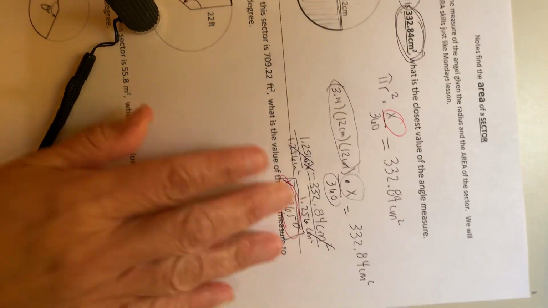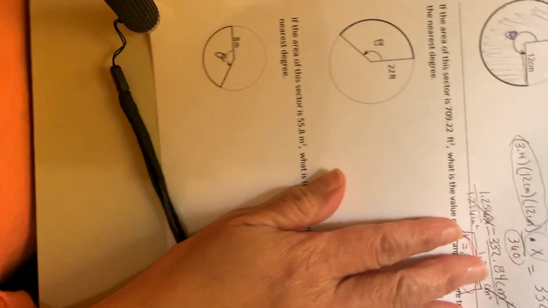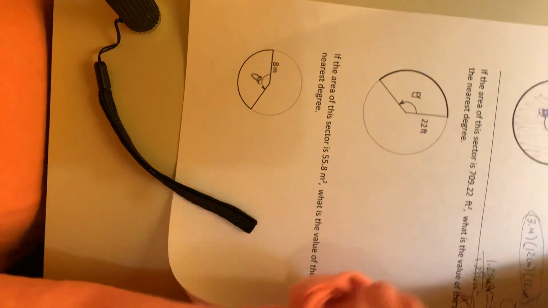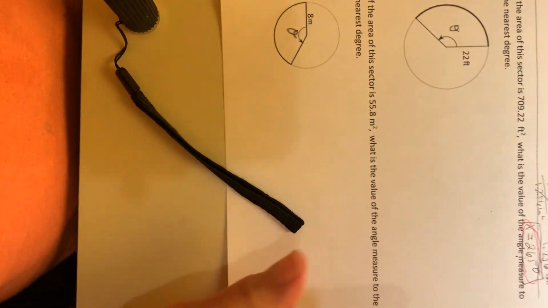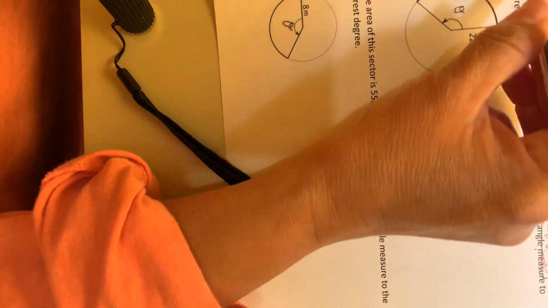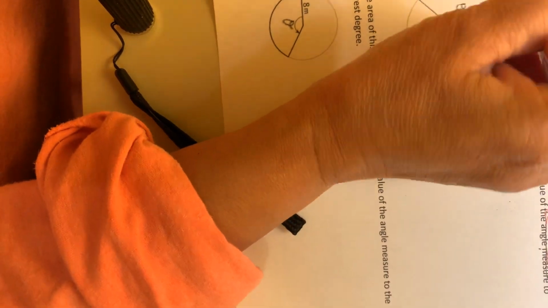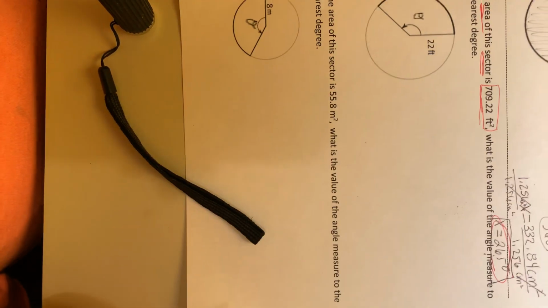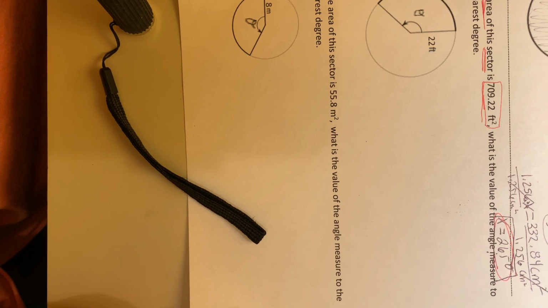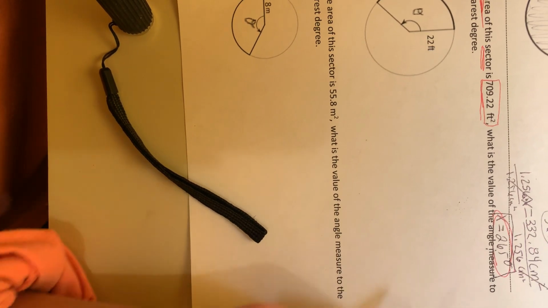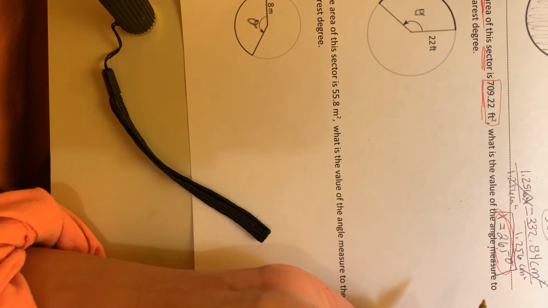Okay, let's do number 2 on this one. Okay, guys, ready? So if the area of the sector is, so that's my answer already. They're giving you the answer. The area of the sector is 709.22 feet squared. What is the value of the angle measured to the nearest degree?